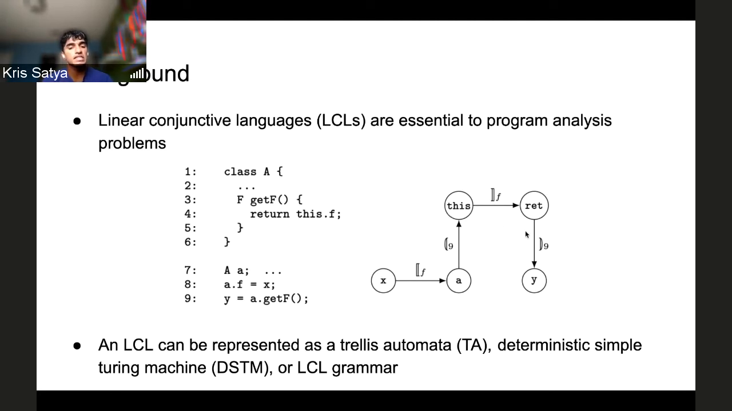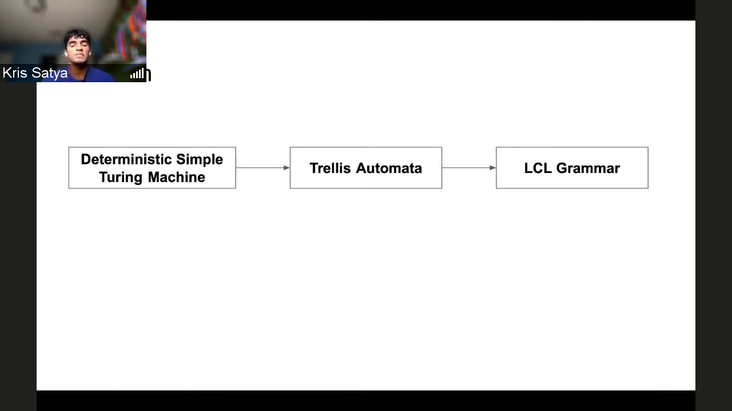In particular, LCLs can be represented as three different operational models. The problem is that the Trellis automata is pretty difficult to program directly on its own, so we have a three-step process. We first program a deterministic simple Turing machine. We then follow a procedure to translate this to a Trellis automata, and then finally we translate this Trellis automata to an LCL grammar to get a set of rules to represent our language.